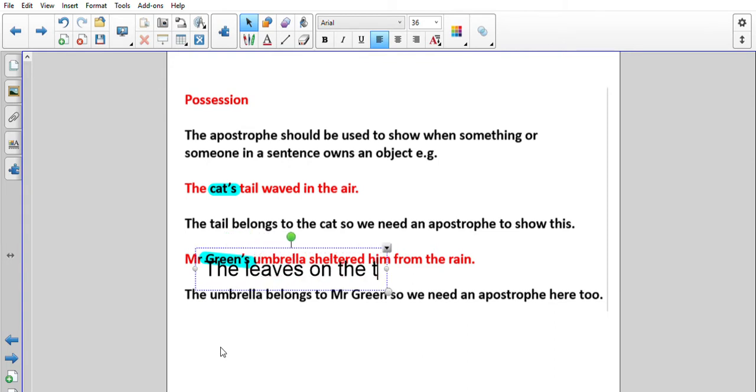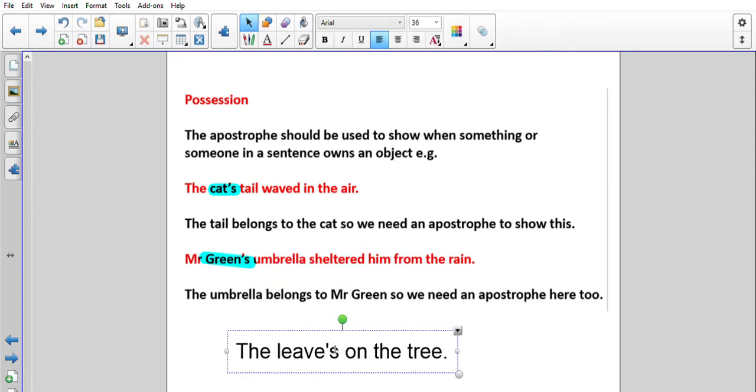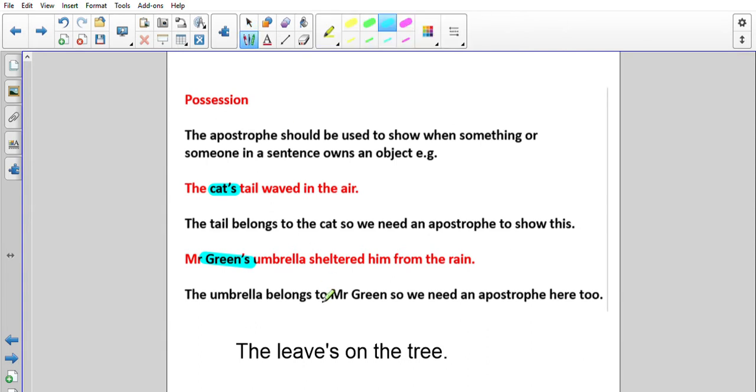Okay? If you had, for example, the leaves on the tree, okay, you would not need an apostrophe there because the next word is not what belongs to it. It's not any word that ends in S.